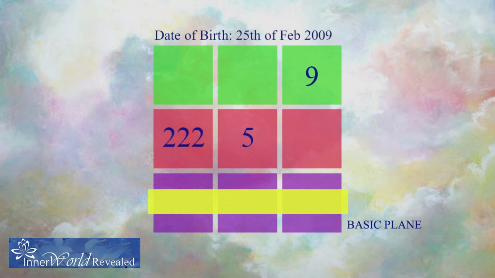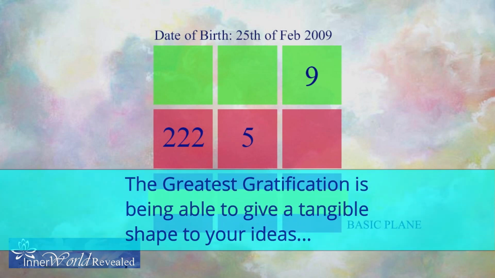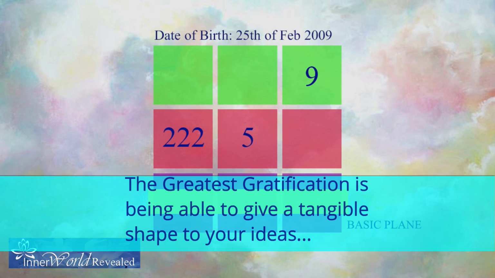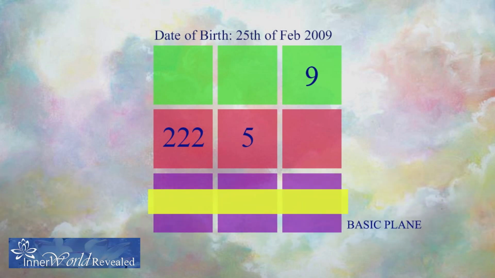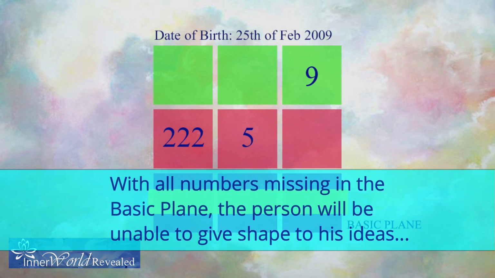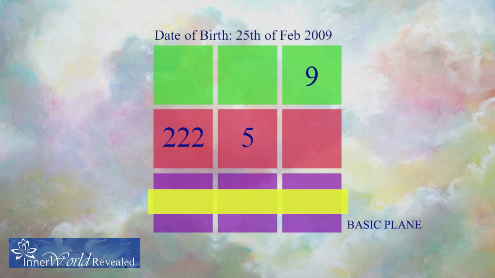Now you see, I too have a lot of numbers in the physical plane, which makes me a doer, and I believe, well, this is my belief, yours could be different, that the greatest gratification one can have is by giving a tangible shape to his ideas, by translating his ideas into physical reality. And with all numbers missing in the physical plane, a person will be unable to give shape to his feelings and to his ideas. And this definitely, maybe it hints towards disorder, because basically the person could just ideate and he will be able to do nothing tangible.